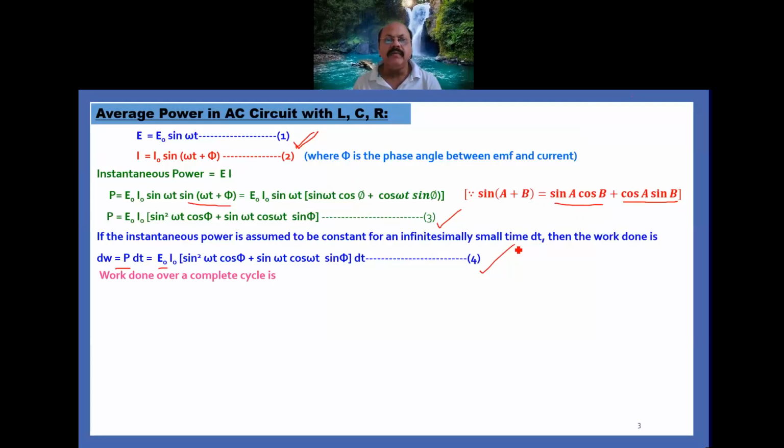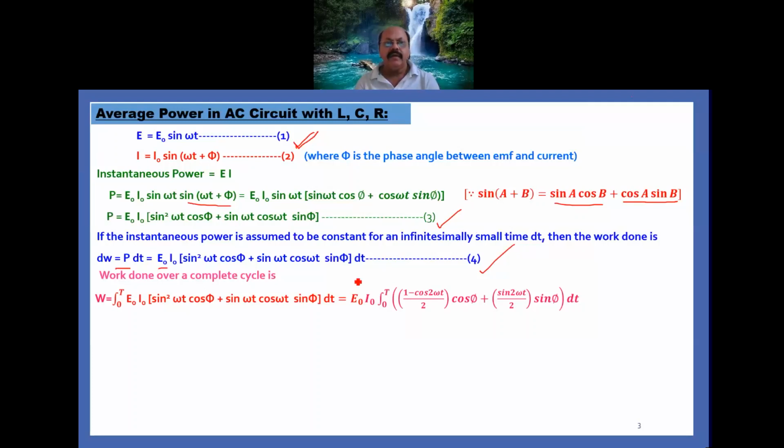Now we have to calculate the work done over one complete cycle, and then we integrate it. So integral dW is W equal to integral 0 to T E naught I naught within bracket sine square omega t cos phi plus sine omega t cos omega t sine phi dt. Now for the value of sine square omega t, we can write it as 1 minus cos 2 omega t upon 2, that I already discussed in my previous videos.